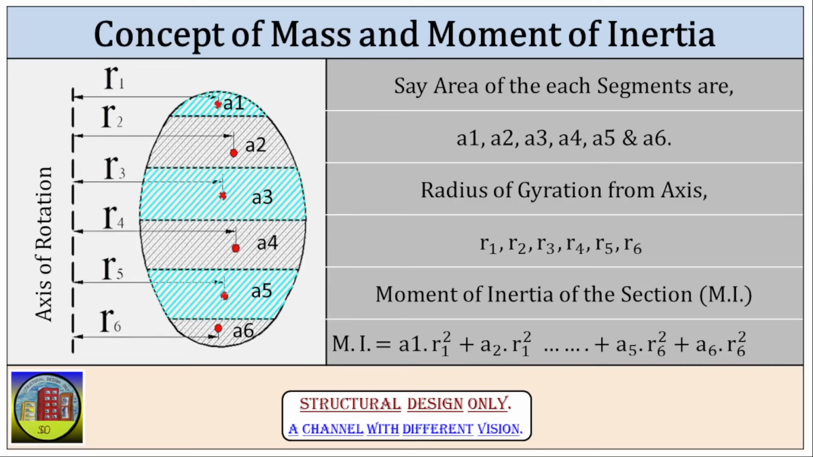Concept of mass and moment of inertia or MOI. The moment of inertia is a property of an object that describes its resistance to rotational acceleration. In simpler terms, it's a measure of how difficult it is to spin the object around a particular axis.